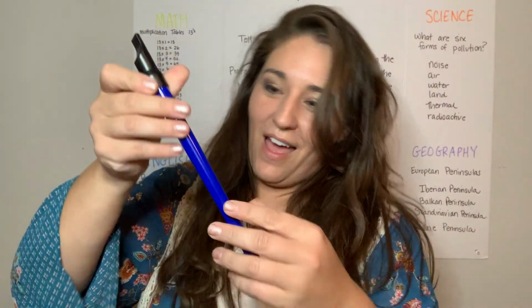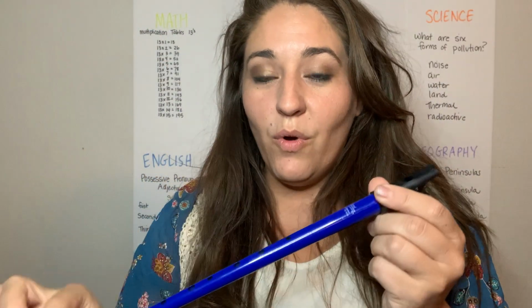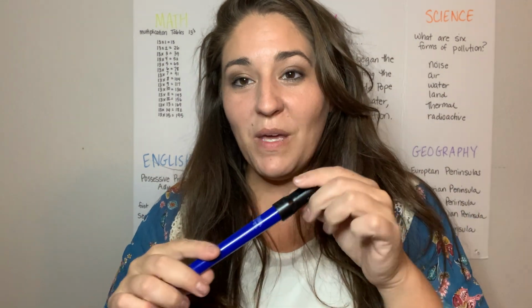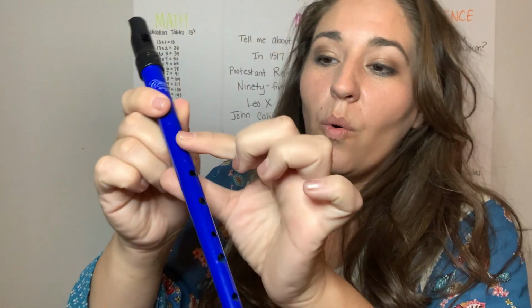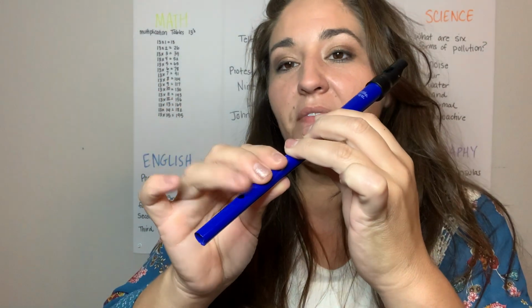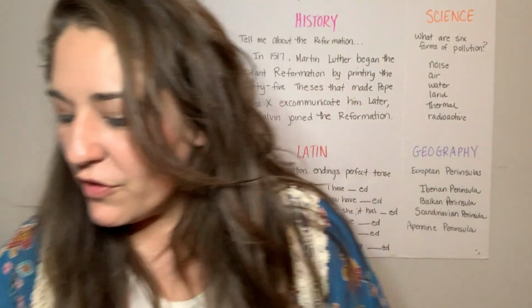And we have barrel, fipple, mouthpiece, finger holes. 1, 2, 3, 4, 5, 6, left hand on top. And so we went over that song.